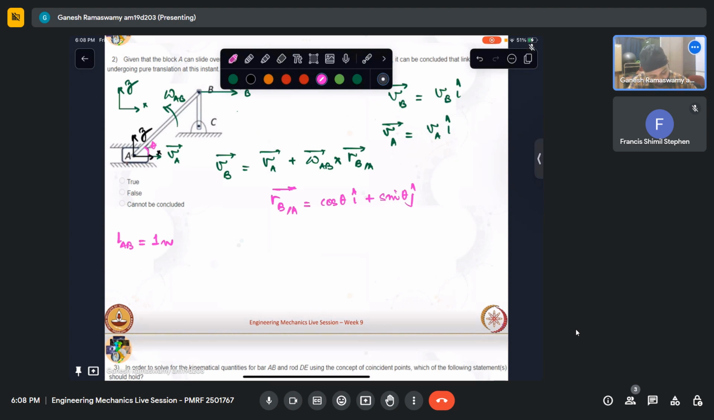If I represent this in component form now, I know VB has only one component, in i cap. Similarly, VA i cap plus omega AB, let us assume it is rotating like that along the positive k cap, crossed with this vector.